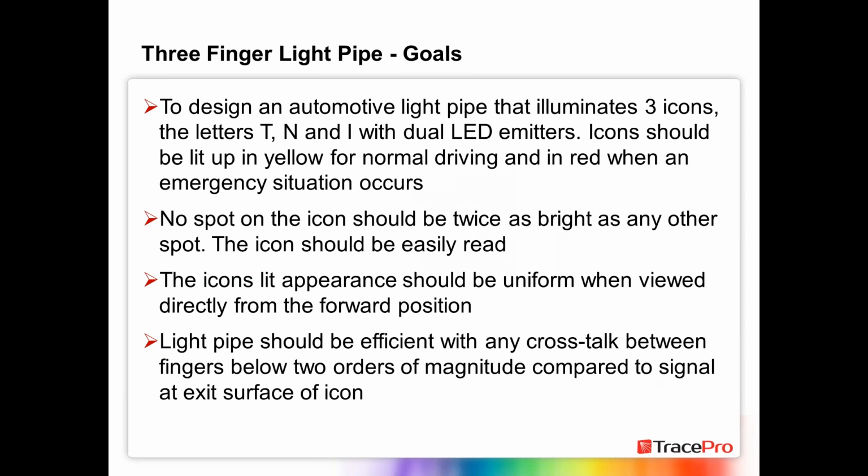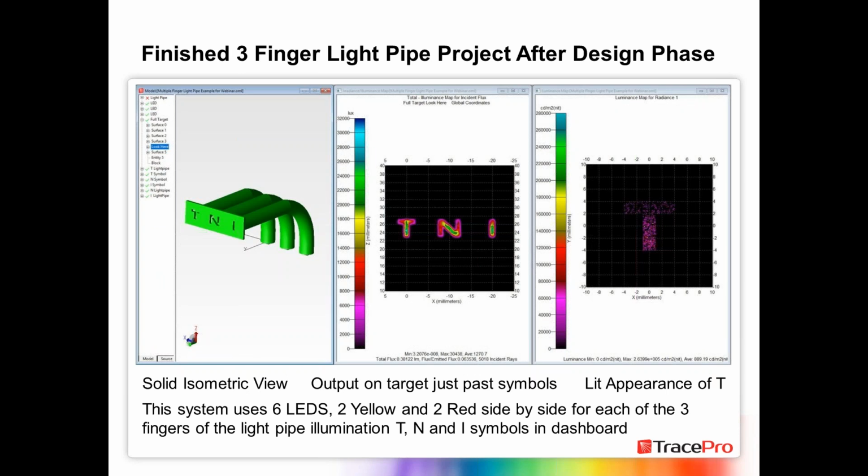After I've designed this whole thing, after the design phase and everything else, you can see that T and I that we've created this light pipe for has that bend that we've been talking about. So I'm going to try for a very high efficiency. I want to use a very low intense LED, but I definitely want to be able to see the T, the N, and the I completely lit up. And that's what I get.